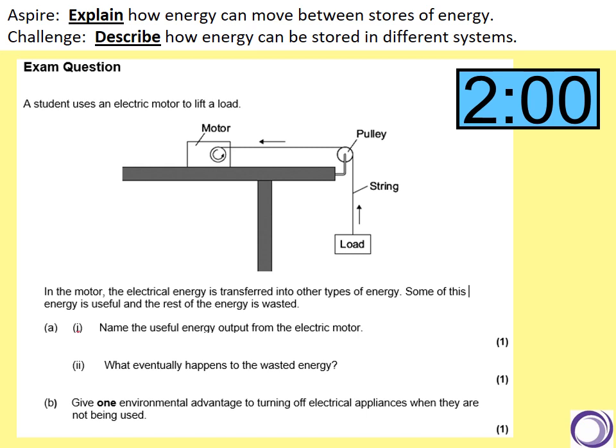And A part 2, what eventually happens to the wasted energy. So it's asking you about the energy transfers, because that's the way that the energy is lost. And then part B, give one environmental advantage of turning off electrical appliances when they're not being used. So an environmental advantage, not a financial one. 2 minutes.